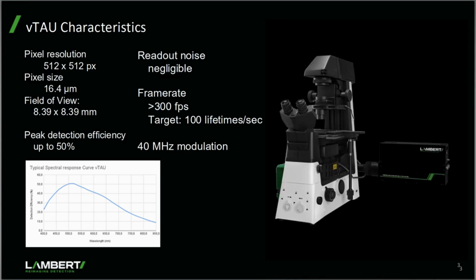It has a peak detection efficiency of 50%. The sensor is equipped with micro lenses to increase the quantum efficiency, but we talk about peak detection efficiency. It doesn't necessarily mean that you also have then 50% QE. That depends on your setup. And typically it's in the order of 35%, comparable to our previous FLIM systems. And it can run up to 40 megahertz modulation, allowing you to do nanosecond lifetime measurements.